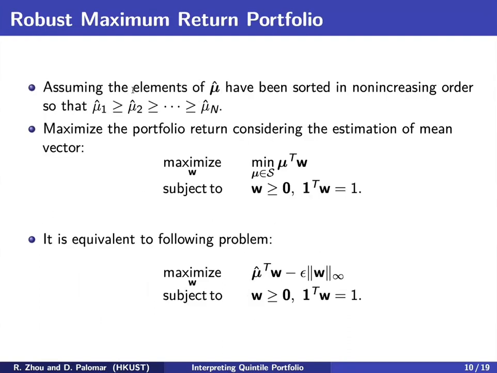And we assume that the elements of the estimated mu have been sorted in non-increasing order. And then we can write the robust maximal return portfolio, which is to maximize the worst-case return of the portfolio. And then we can write this problem into this equivalent form. And this is a convex problem.